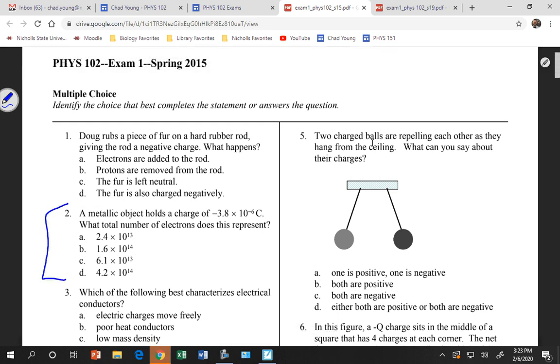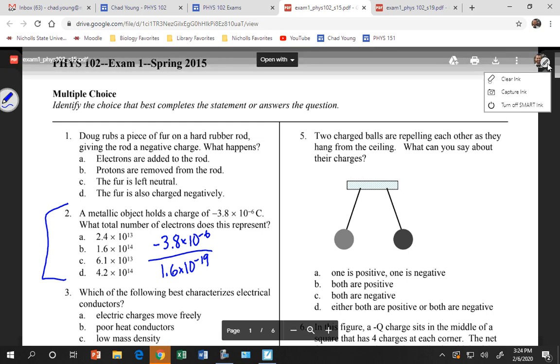If I give you a charge, you can figure out the number of electrons. You would say the charge I give you, 3.8 times 10 to the minus 6, divided by the fundamental unit of charge, 1.6 times 10 to the minus 19. And then that would tell you how many electrons there are. You also do the same when you're trying to figure out which charge is not an allowable charge, because remember, charge is quantized. You can divide by the fundamental unit of charge, and if you come up with a decimal number, then it's not allowed, because you can't have a portion of an electron or proton.